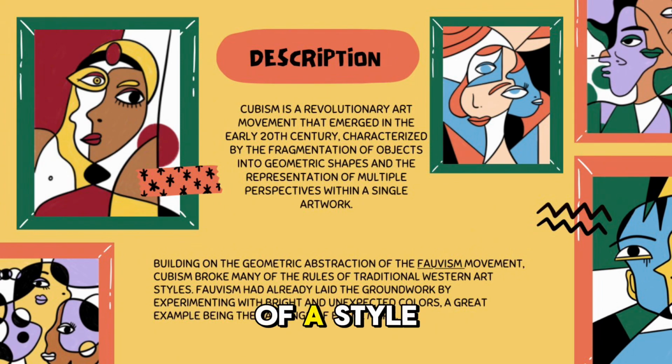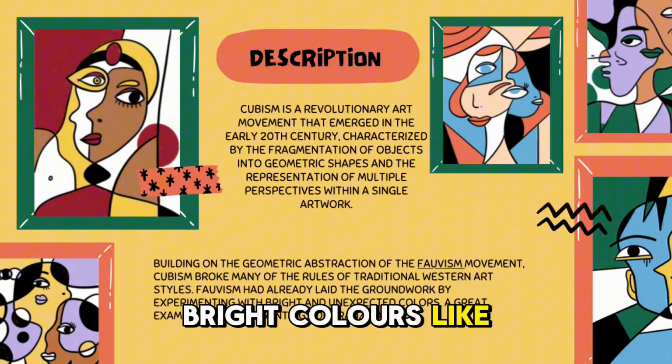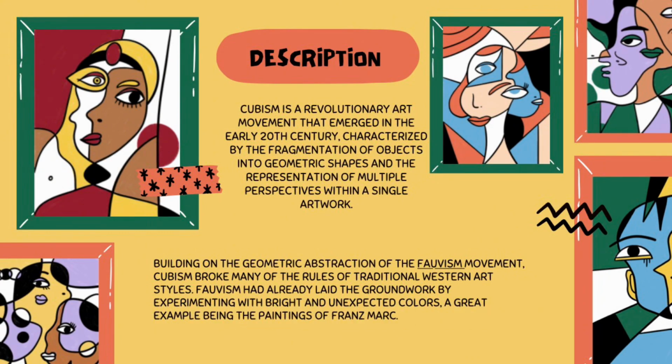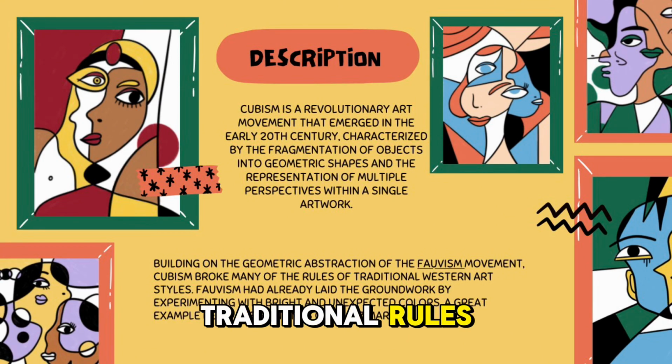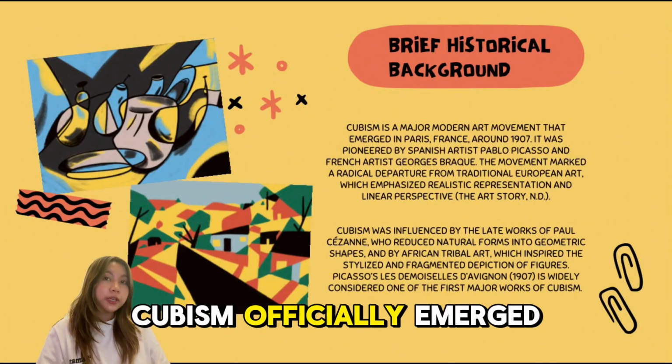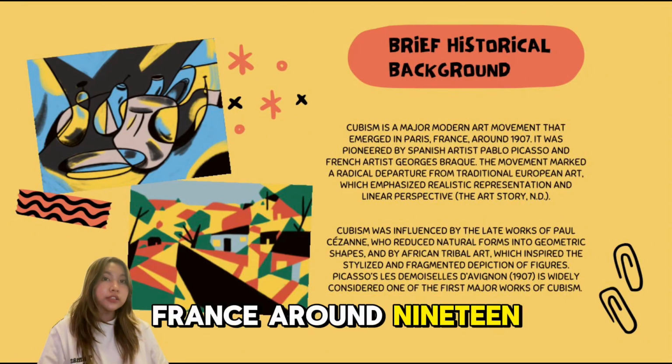It grew out of a style called Fauvism, which used wild, bright colors like the work of Franz Marc. But Cubism took it a step further by breaking the traditional rules of how space and depth are shown in art. Cubism officially emerged in Paris, France around 1907.